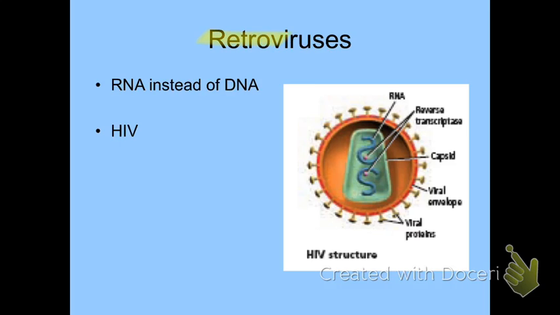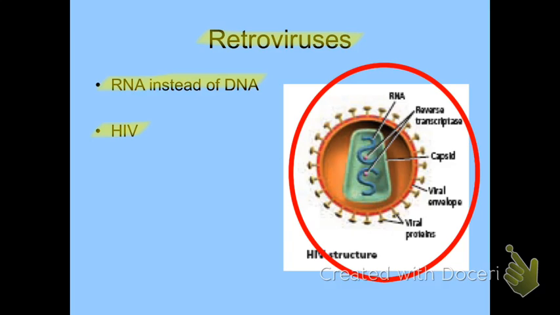Then we have the retroviruses. Retroviruses have RNA as their genetic material instead of DNA. The most common example that we talk about is HIV, human immunodeficiency virus. It uses RNA instead of DNA.